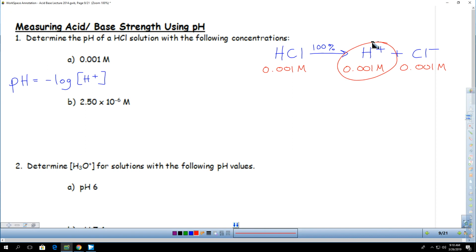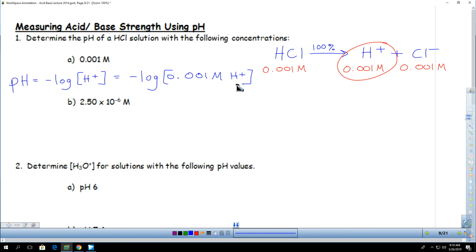So in a sense, these become kind of no-brainers, that this is just going to be the opposite log. I'll plug that in, the opposite log of the 0.001 molar hydrogen ion. It's the same as the concentration of the original acid because it dissociates fully.